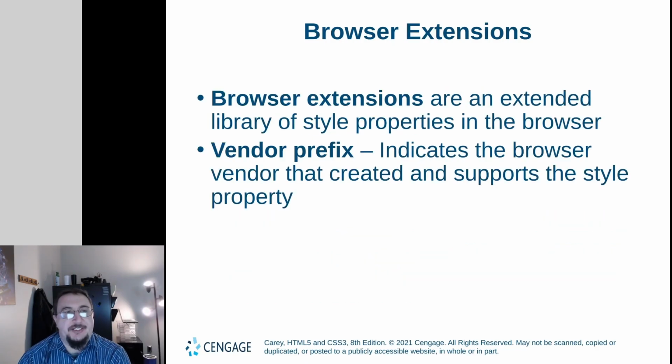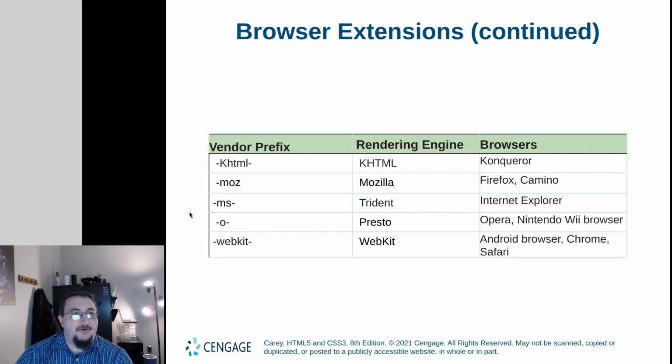Browser extensions extend the library of style properties in the browser. Vendor prefixes indicate the browser that created and supports that style property. For example, -khtml is Konqueror, which is a KDE-based browser, -moz for Mozilla-based browsers, -ms for Trident or Internet Explorer, -o for Presto, Opera or Nintendo Wii. However, modern-day Opera now follows Chromium, so it would actually be WebKit now.